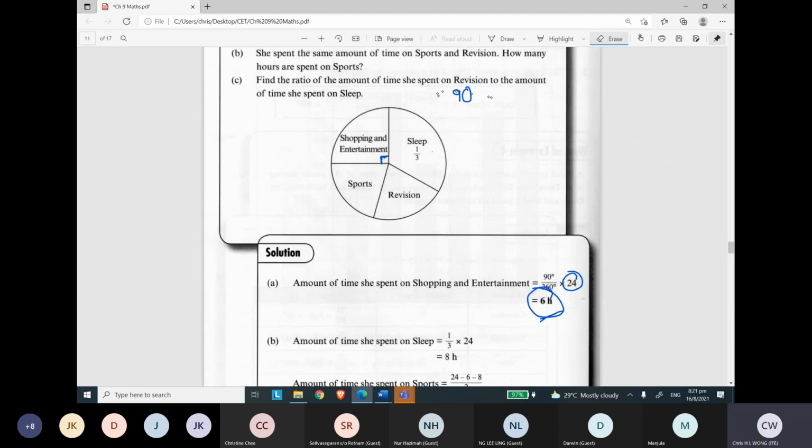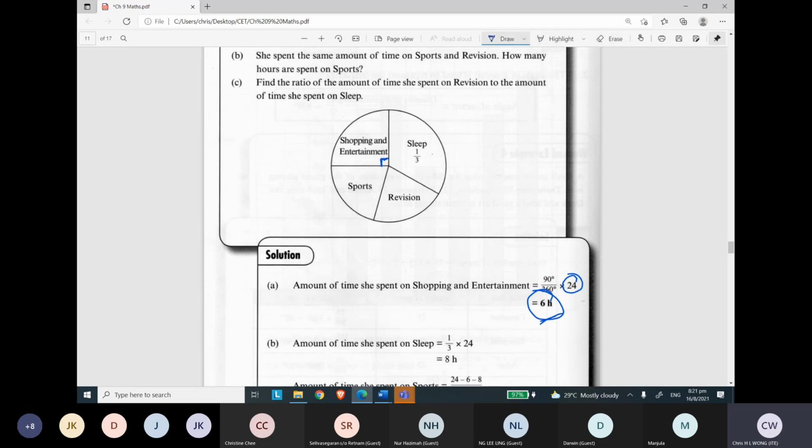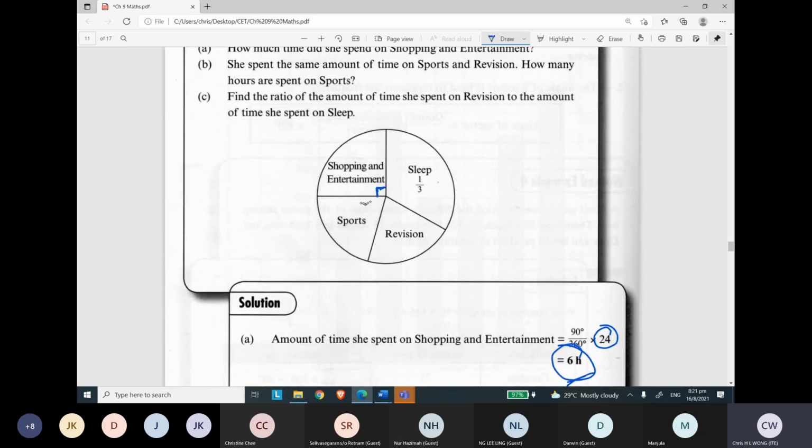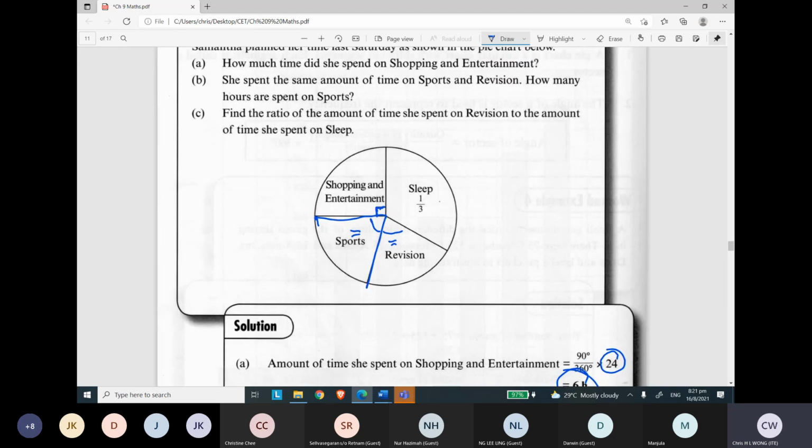You know what she's doing now? What she's doing is this. First of all, she finds out how much time is here. The question asks you how much time you spend, the amount of time you spend on sports and revision. These two together, okay? No, this and this is the same. These two are equal. She spent the same amount of time on sports and revision. How much time you spend on sports? All you need to do is to find the two things together, and I divide by 2.